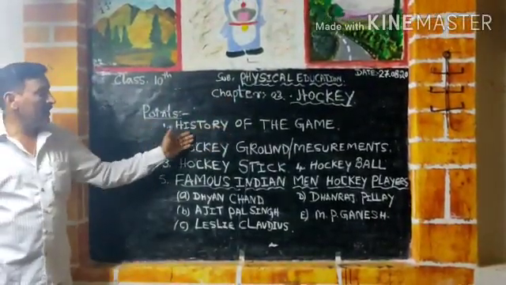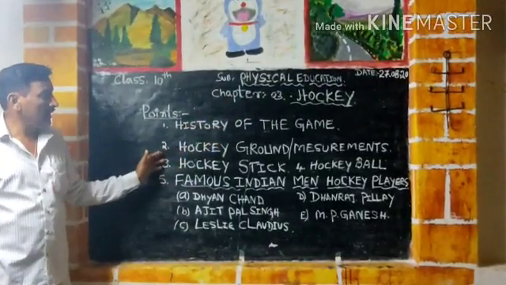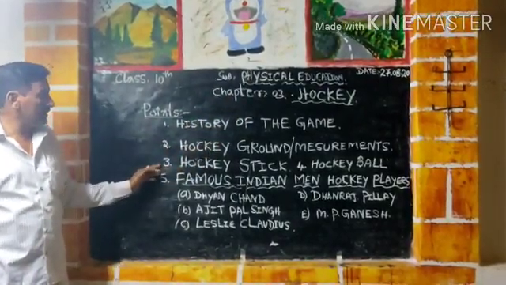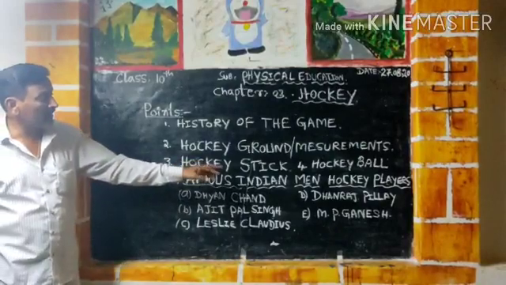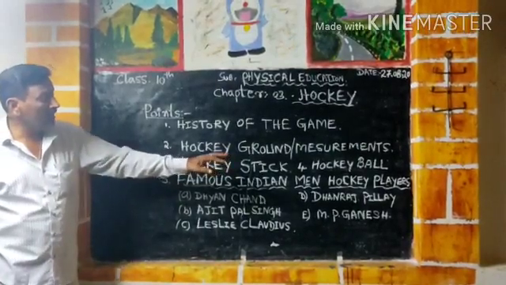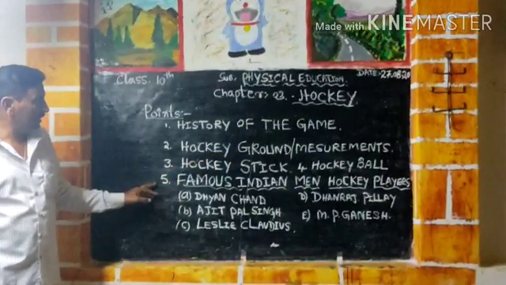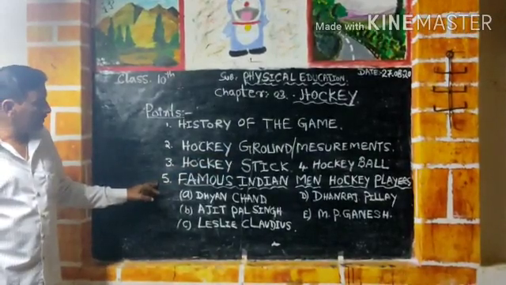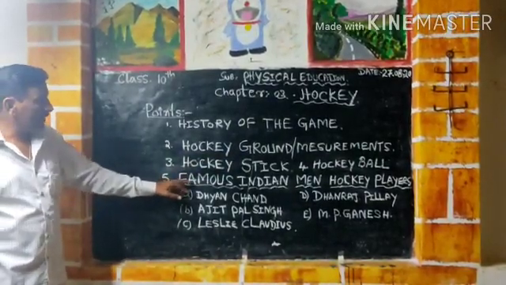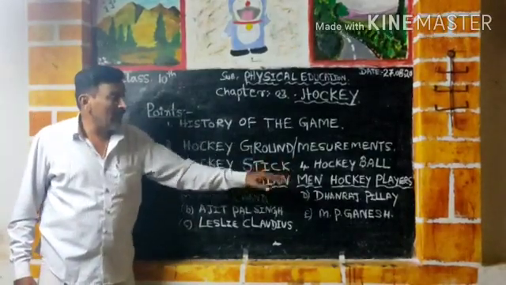Points: history of the game, hockey ground and measurements. Third one, hockey stick measurements. Fourth one, hockey ball measurements. Fifth, today the important syllabus for 10th standard students. Famous Indian men hockey players.